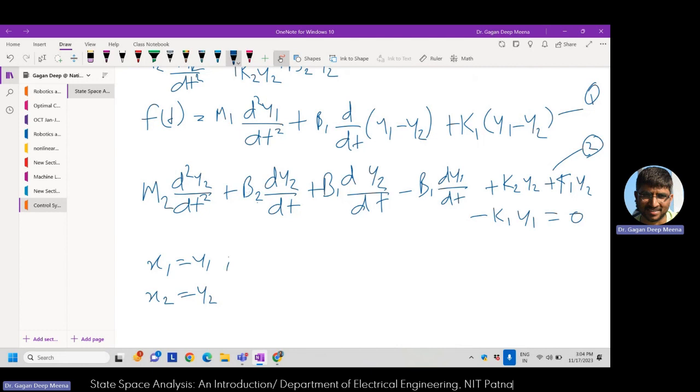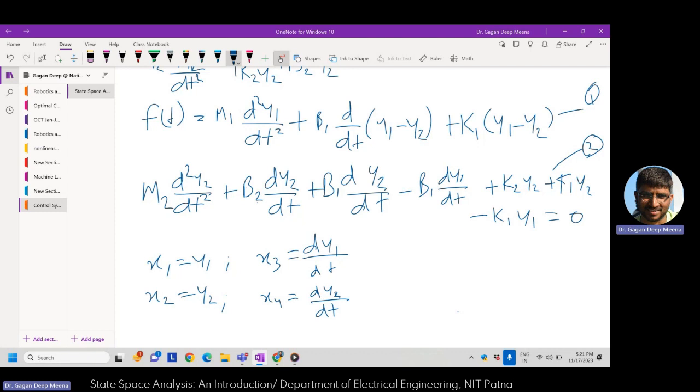So these are the two initial state variables. Now, the third one is the change in displacement y1, which is dy1 by dt, and that would be my x3. And x4 I'll consider as the further differentiation, dy2 by dt. So that's my x3 and x4.